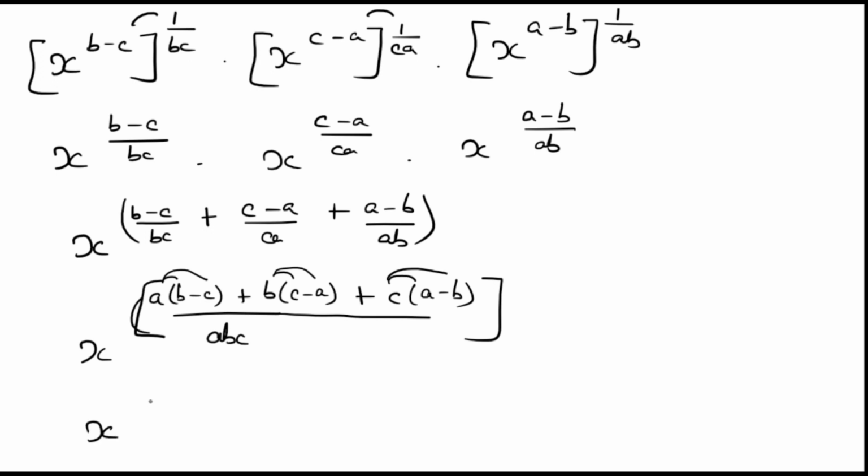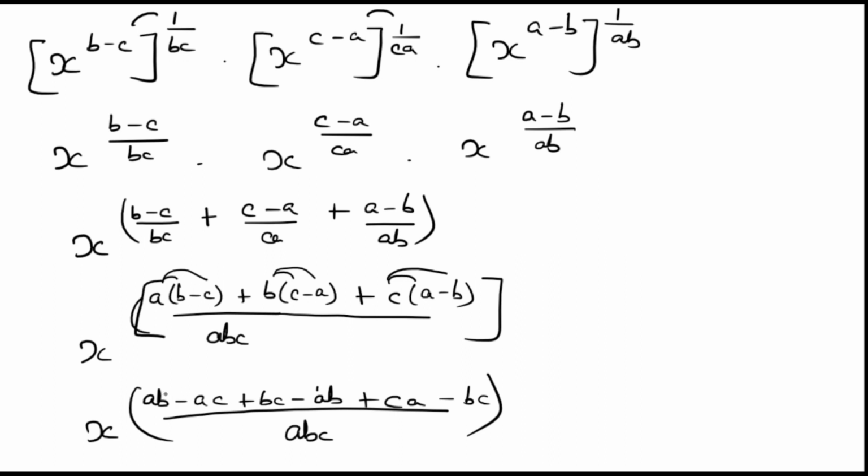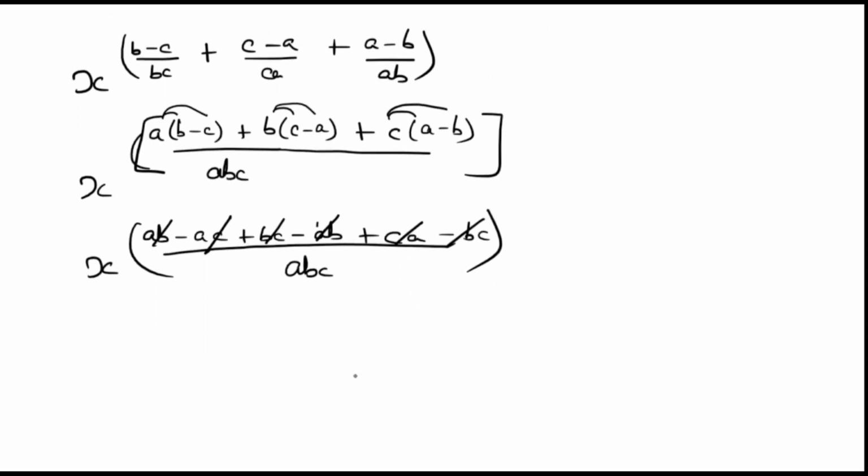You will get x to the power (ab minus ac plus bc minus ab plus ca minus bc), the whole divided by a into b into c. So here ab and minus ab, minus ac and plus ac, plus bc and minus bc will get cancelled. So we are left with x to the power 0, which is 1. Option C.